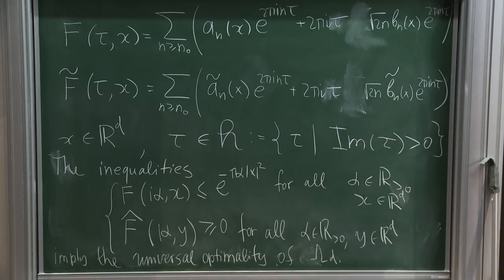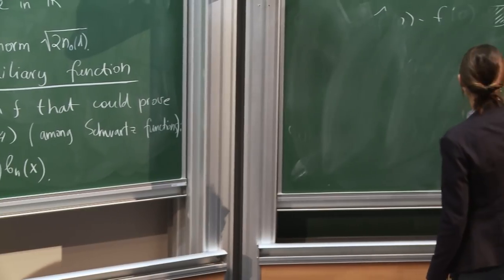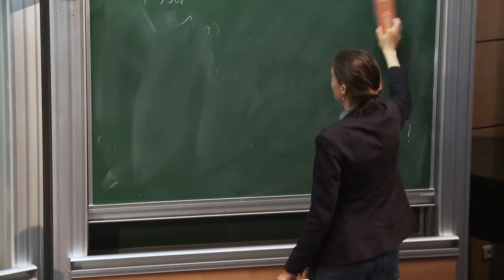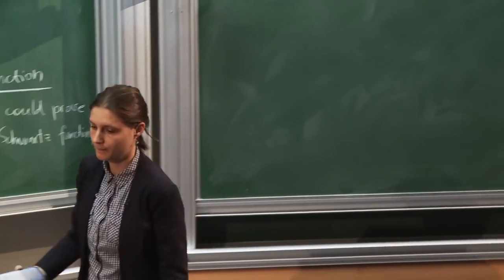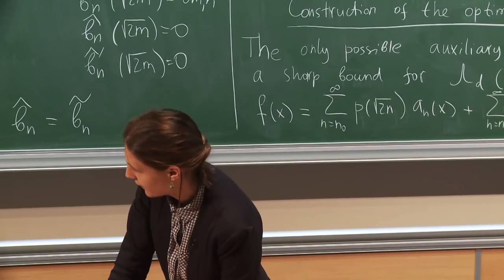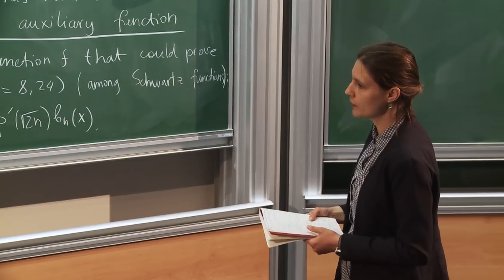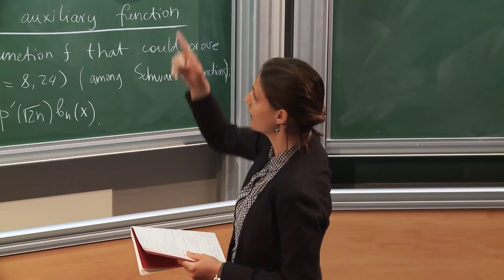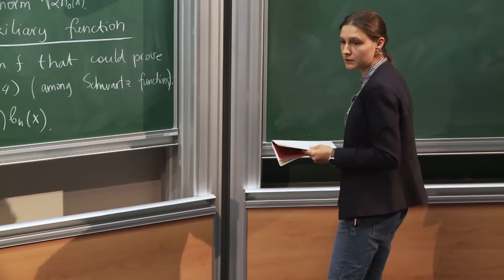And so now I will show you a trick which helps us to compute this function capital F of tau and x explicitly. And therefore, it will also help us to find, for example, the interpolating basis and the auxiliary functions we are interested in. And so the trick is the following. We can apply our interpolation formula to the complex Gaussian.